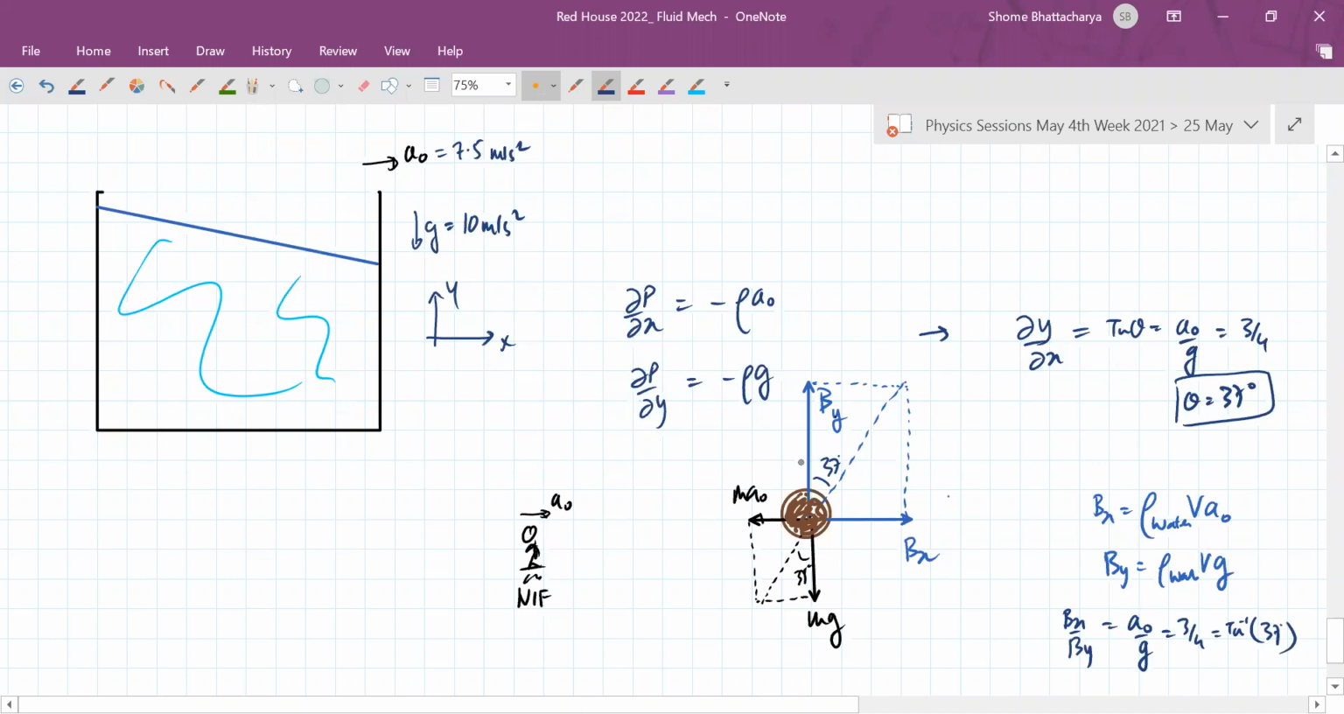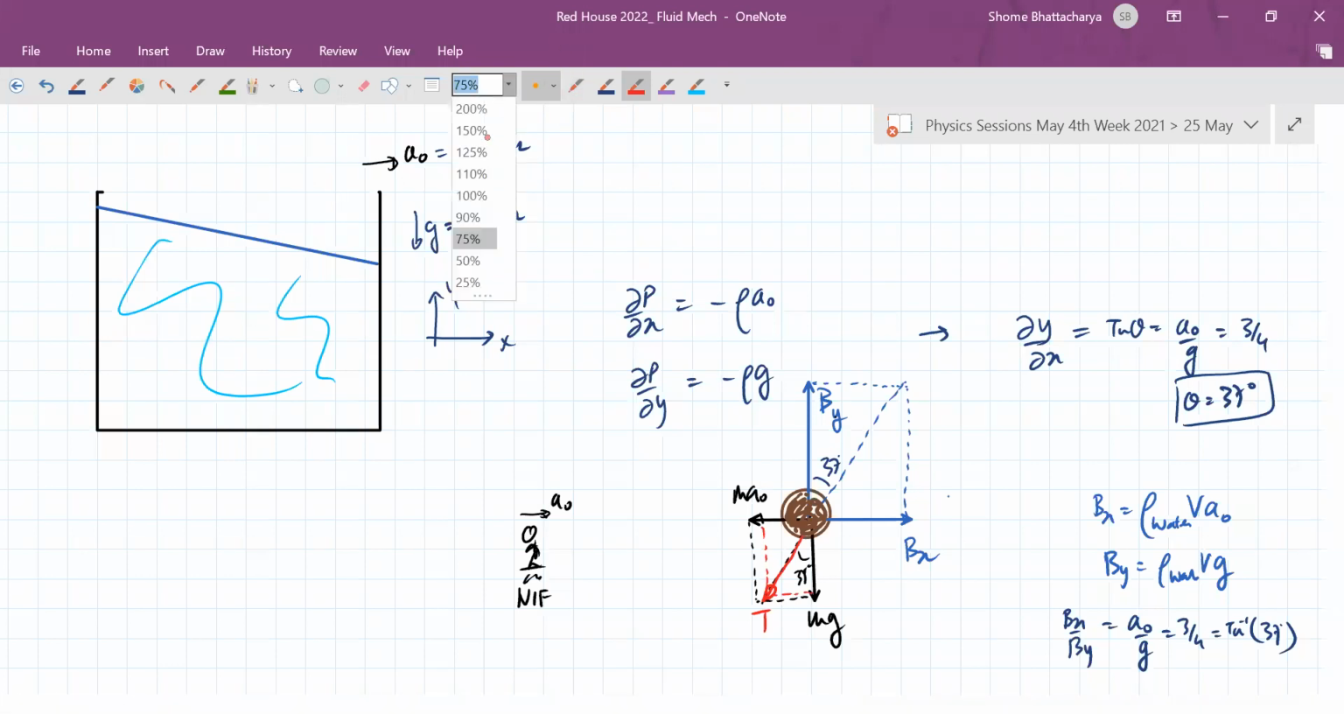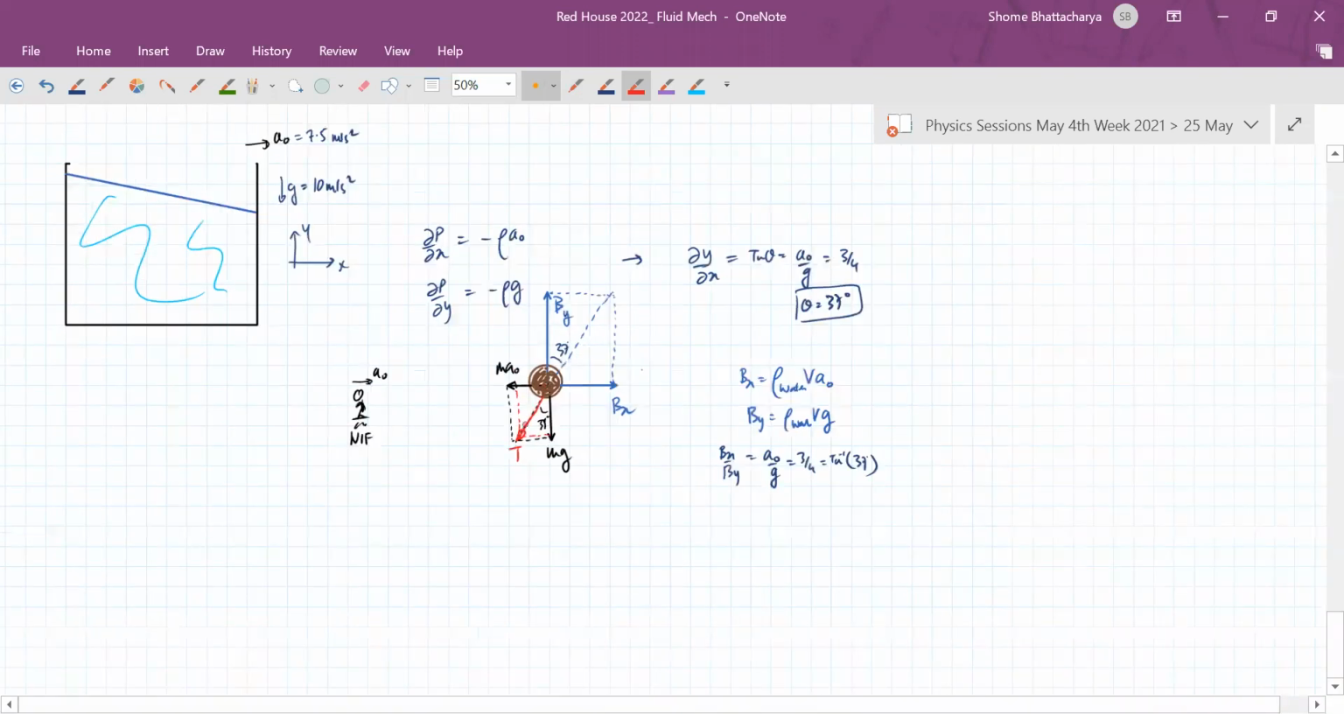Okay, so that means the tension will have to act in which direction? The tension will ultimately, you realize, have to act in this sort of direction. Even if you can't guess that in the beginning, you can assume that tension will have to have a horizontal component which will balance the difference of bx and mg, and it will have to have a vertical component which will have to balance the difference of by and mg. So you realize that the tension will have to be like this.